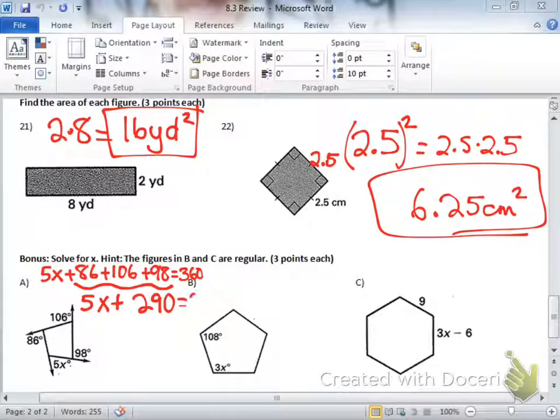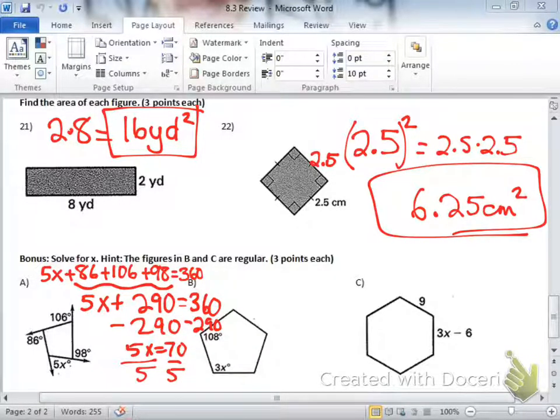290. Can you subtract all of them and then take the 5x and divide it? Yeah, so if you want to subtract one number at a time, you can. I just like to combine like terms and then subtract the big number. But either way, you should get 70 on the other side. So 5x equals 70. And then when you divide both sides, you get that x equals 14.